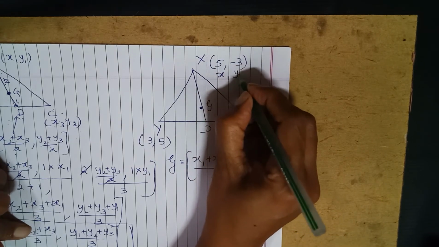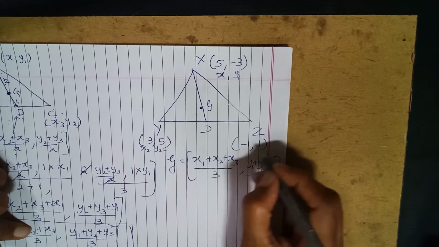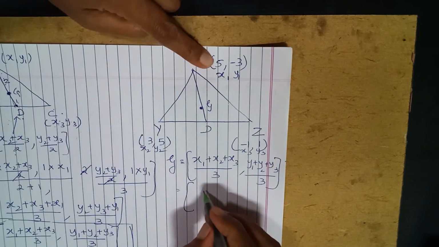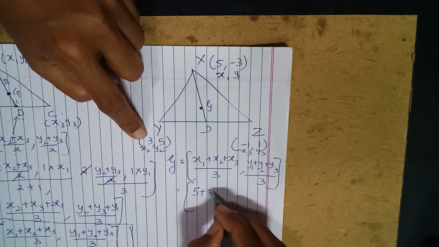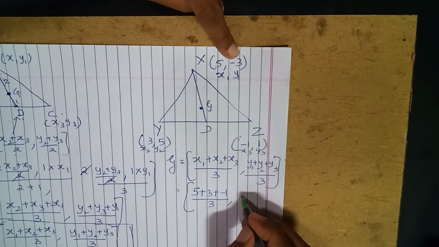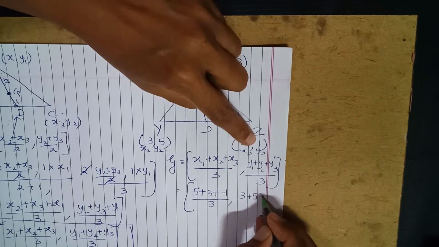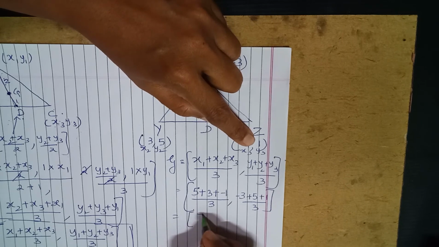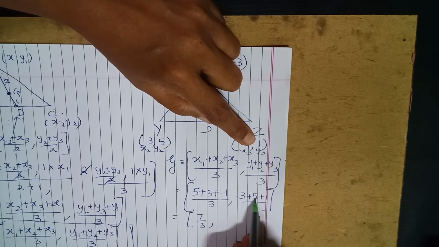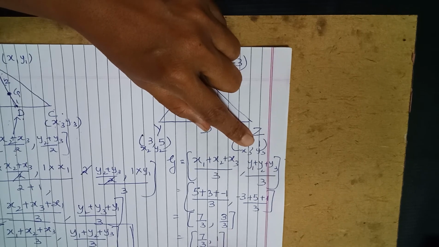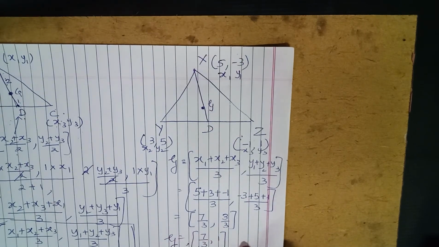Now this is my x1 y1, this is x2 y2, and this is x3 y3. So what is x1? x1 value is 5, x2 is 3, and x3 is minus 1, upon 3. Next, y1 is minus 3, y2 is 5, and y3 is 1. So 5 plus 3 is 8, 8 minus 1 is 7, 7 upon 3. Here 5 plus 1 is 6, 6 minus 3 is 3 upon 3. So the answer that I get is 7 upon 3, comma 1. So this becomes the coordinate of the centroid.